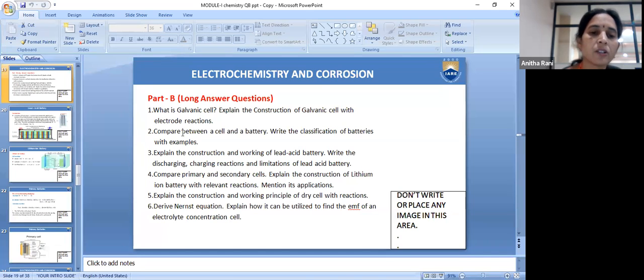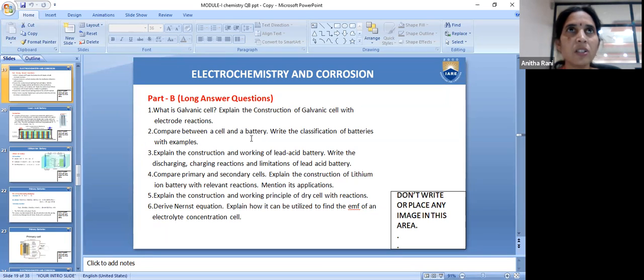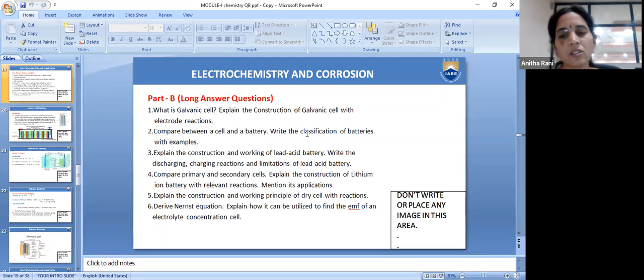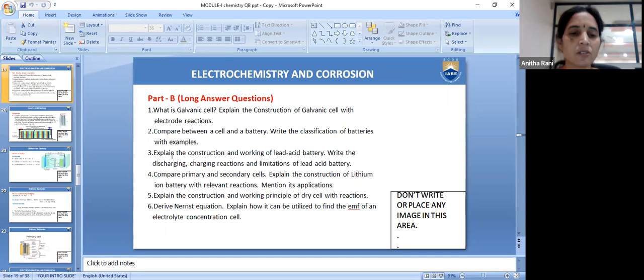Okay? Now compare cell and battery. Students, what is a cell? A galvanic cell is a combination of an anode and cathode. Battery means a combination of cells in series. Classification of batteries you already know, you have to write: primary and secondary batteries, and you have to explain. Okay, some points you have to write.